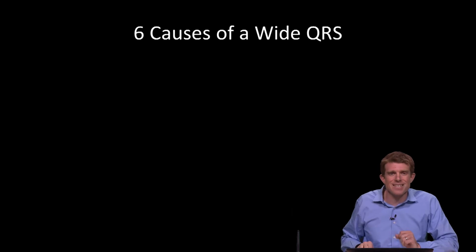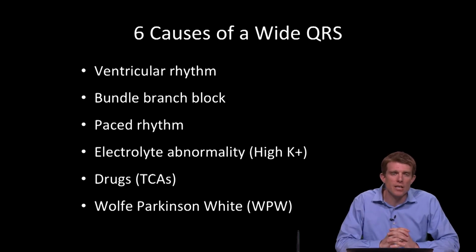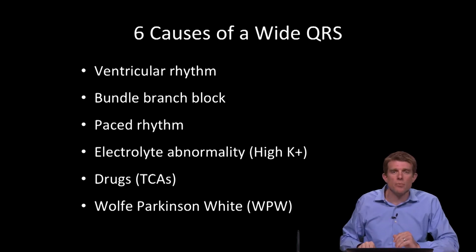So don't forget the 6 causes of a wide QRS. It's critically important when evaluating an ECG. So ventricular rhythms, bundle branch blocks, paced rhythms, electrolyte abnormalities, especially hyperkalemia, drugs, and WPW syndrome.